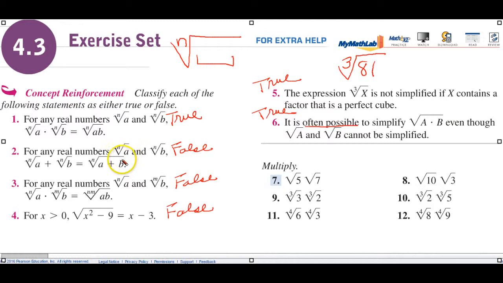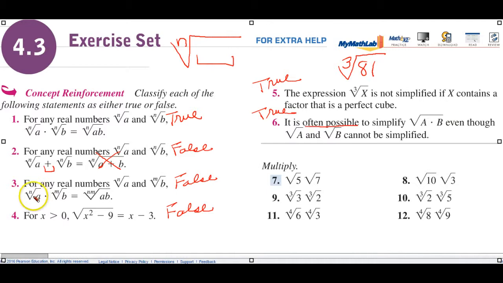Now, notice what you have here is for any real numbers. Here we're not multiplying, we're adding. This is not true. You cannot do this. So that's why that's false.